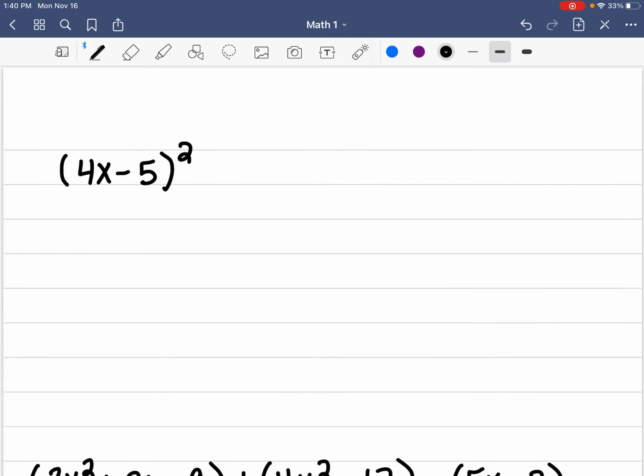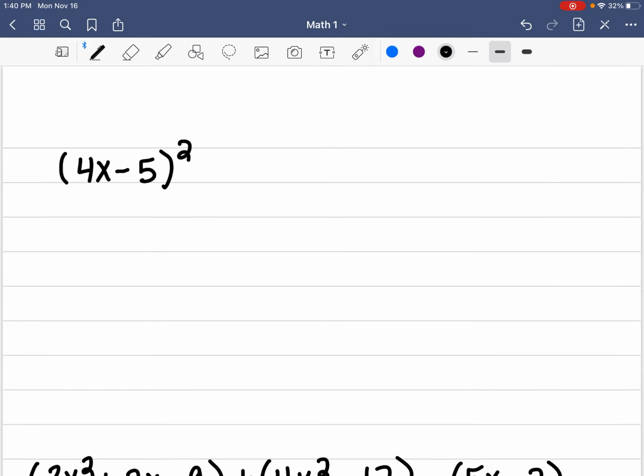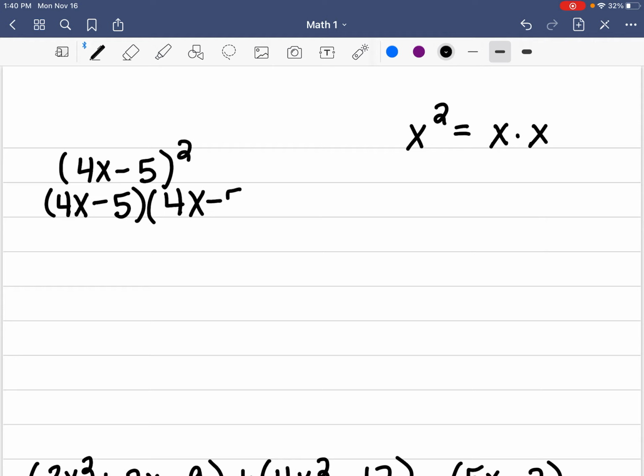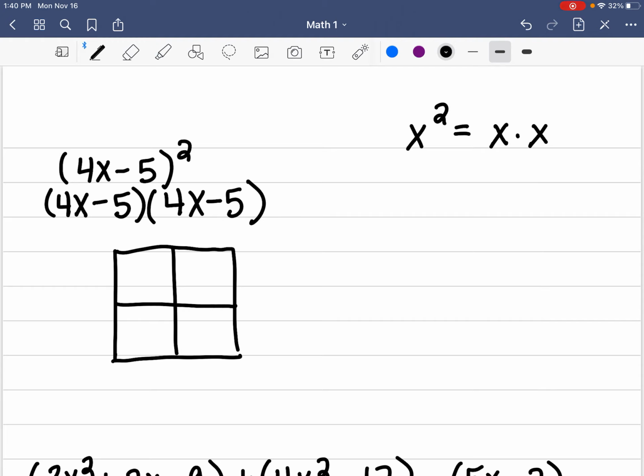All right, so another problem that I saw that students struggled with was the one that had the parentheses squared. Now, when we say x squared, that means that we're multiplying x times x. The same rule applies here. We're going to take my parentheses and we're going to multiply itself twice. And then at this point, all I would do is my box method. So now that I've written it twice, I'm going to do 4x and negative 5, because it's minus, and then 4x and negative 5 again.